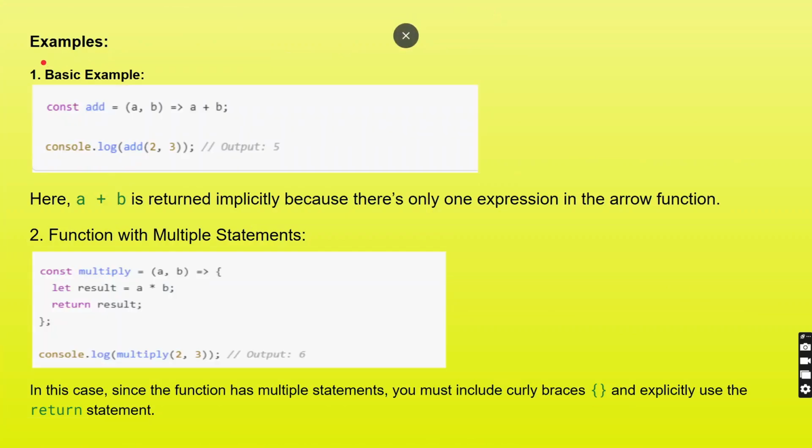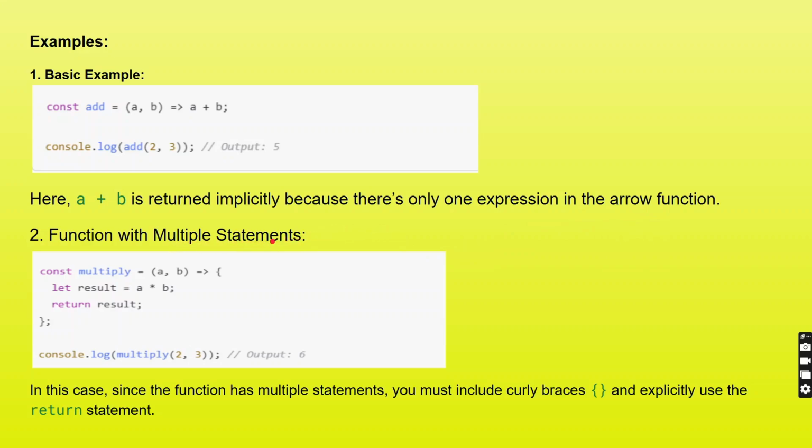Now we'll see the examples. One is a basic example. We have parentheses with two arguments and an arrow, a plus b. So when we call add with 2 comma 3, the output is 2 plus 3 equal to 5. And here a plus b is returned implicitly because there is only one expression in the arrow function.